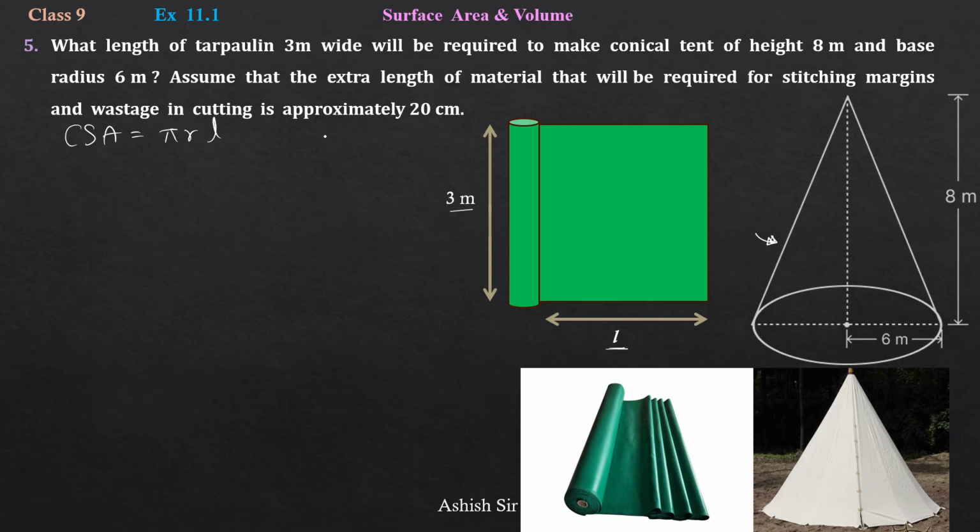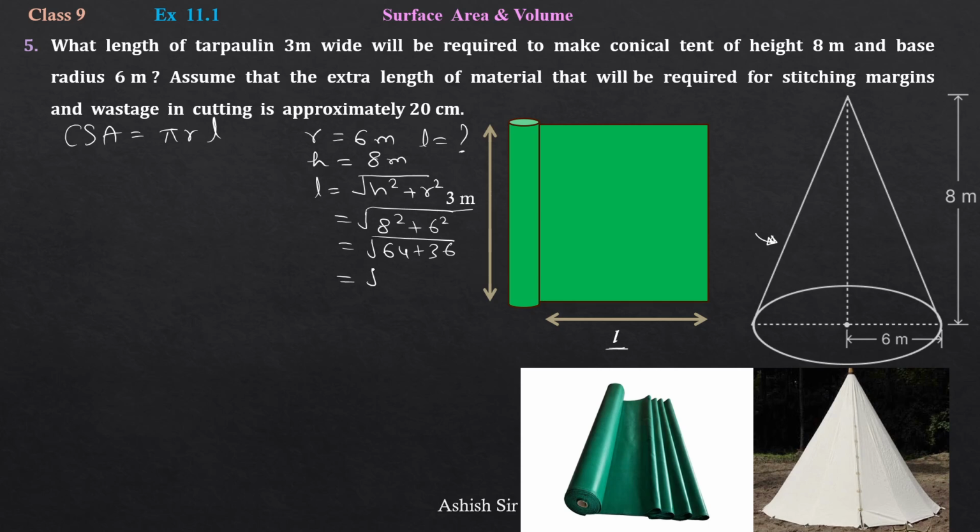Now we look up the dimensions. So radius of the tent is given as 6 meters. L is not given and height of the tent is given as 8 meters. So firstly we need to find out the L, slant height. By Pythagoras theorem, L is equal to root of h square plus r square. Now that is 8 square plus 6 square, that is 64 plus 36, that is root of 100. So L is 10 meters.